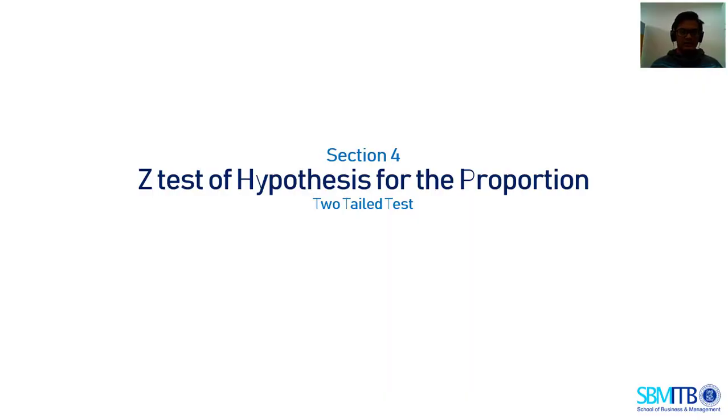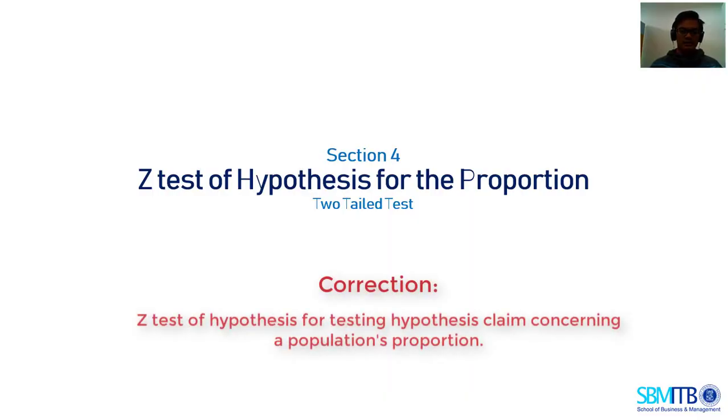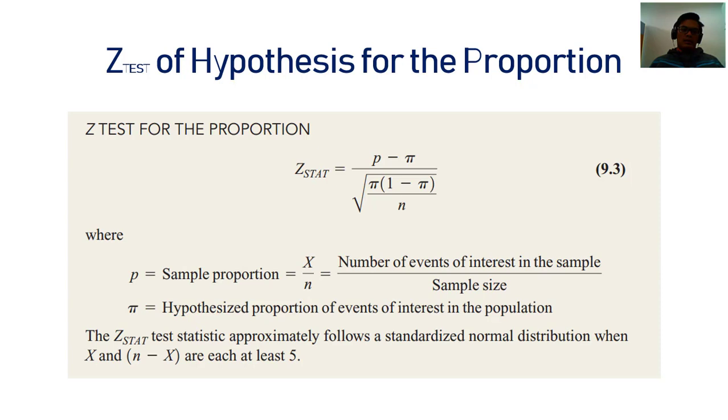Let's start the fourth section, the z-test of hypothesis for testing the population's proportion. To test the proportions of the populations, we use the z-stats formula for the proportions. Here, as you can see, the z-stats formula involves the value of the sample proportion, which then involves the number of events of interest in the sample, and also the sample size. And the second value that is used in the z-stats for proportion formula is the hypothesized proportion of event of interest in the population.